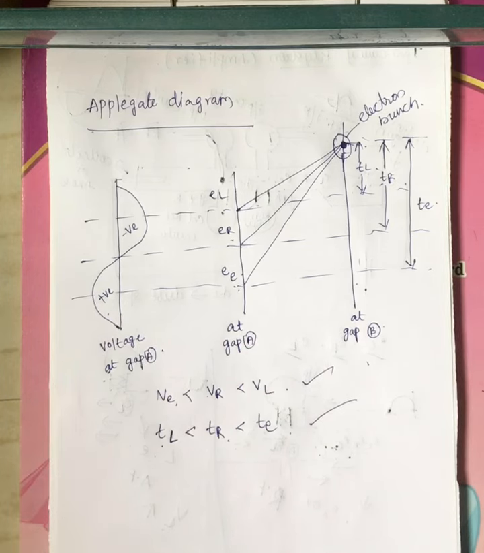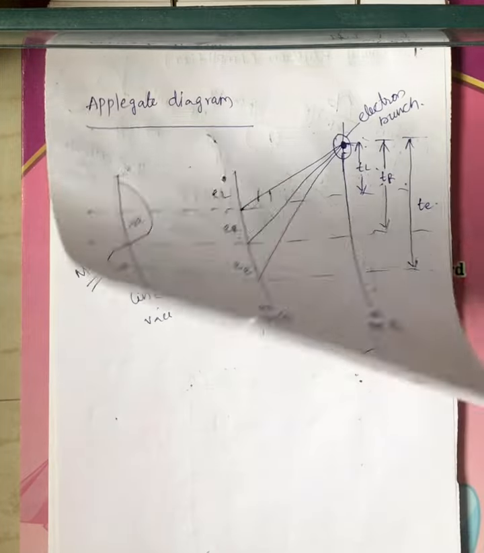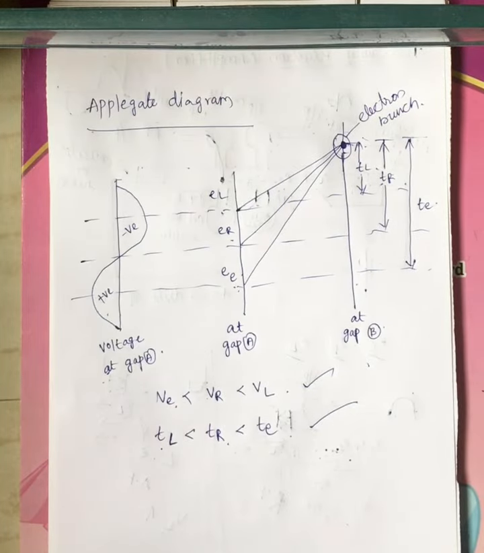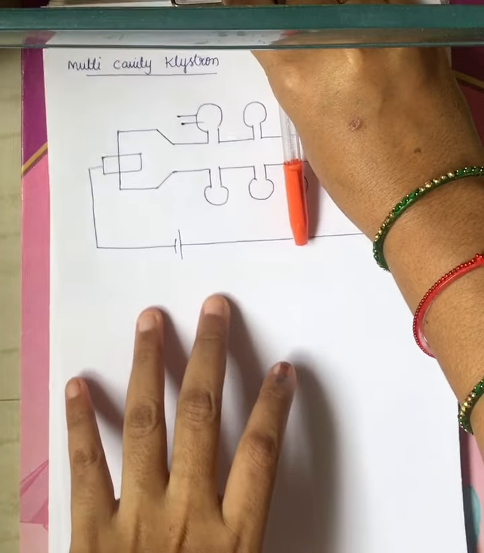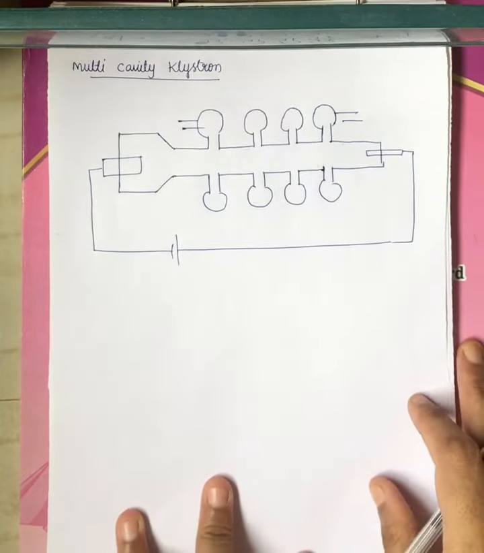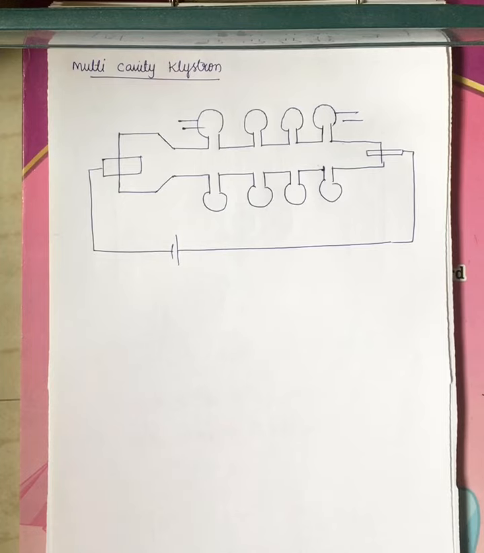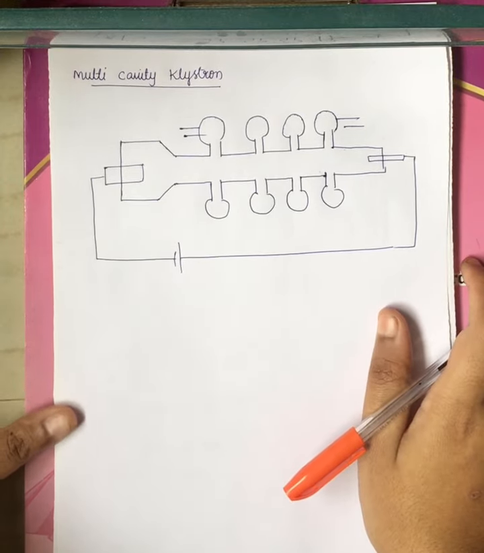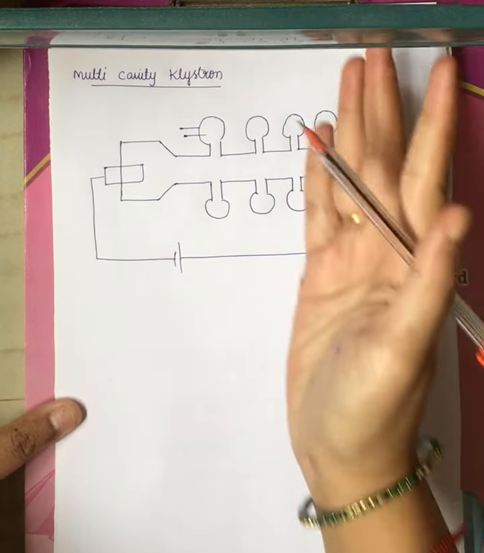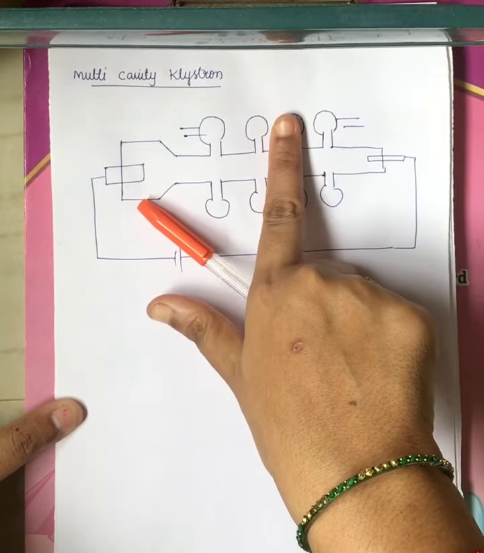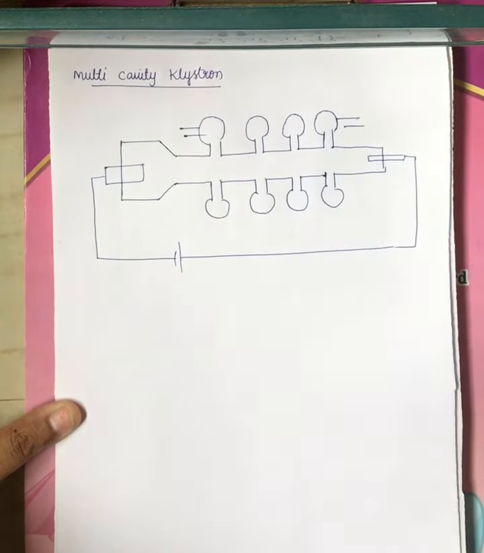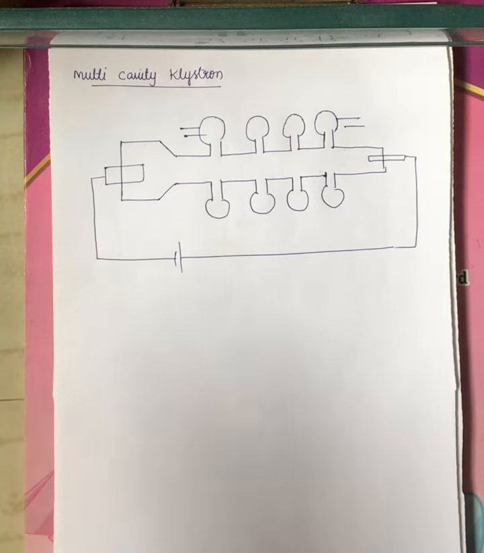Now this is about the two cavity klystron. Now coming to the multi-cavity klystron. This is the structure of the multi-cavity klystron, right? Till here is your two cavity. The only difference is that we are increasing the number of cavities. The difference between two cavity and multi-cavity is that we are increasing the number of cavities.